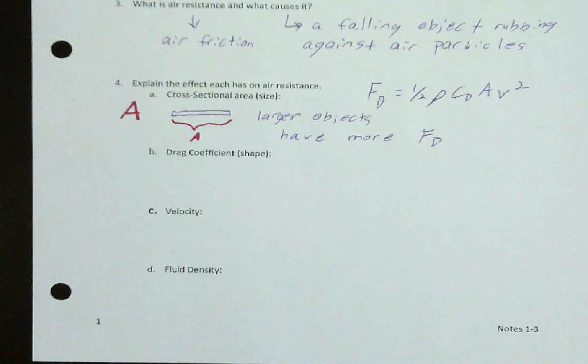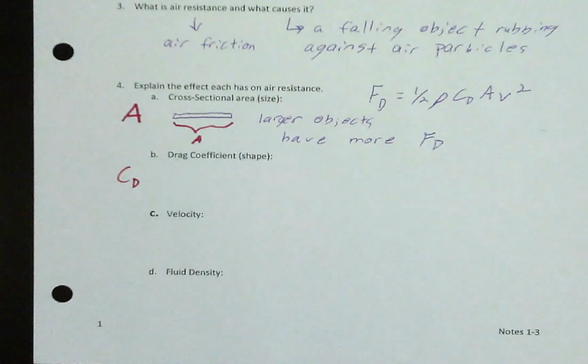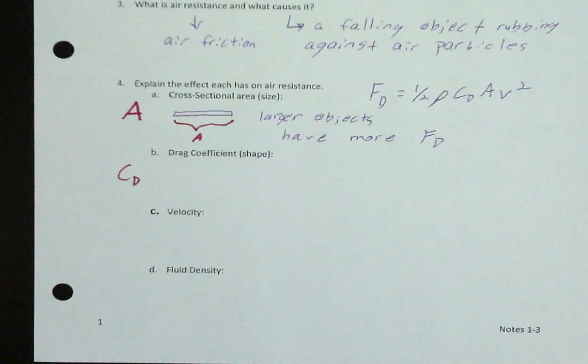Okay, next one. Drag coefficient. Drag coefficient is the shape of the object. So how aerodynamic it is. An object that's more aerodynamic, more rounded, allows the air to travel over it easily. That object is going to have a lower drag coefficient.